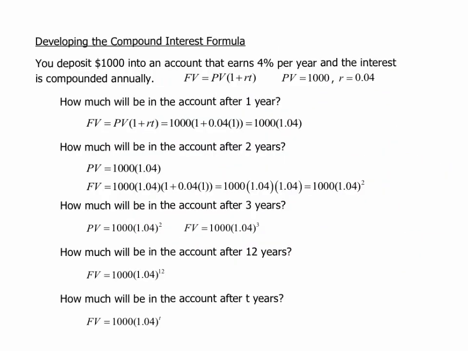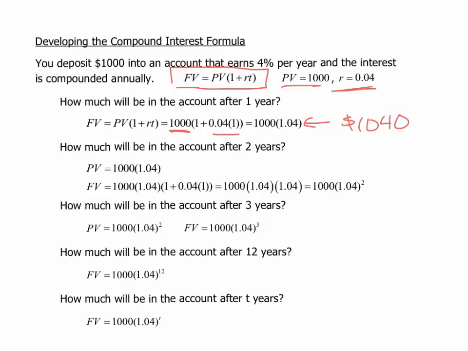Let's develop the formula for compound interest. Remember, from simple interest, we know that the future value equals present value times 1 plus RT. And let's again look at $1,000. This time let's look at an interest rate of 4%. How much would be in the account after 1 year? Well, after 1 year, this is just the same scenario that we've been working with. We're going to take our $1,000 and multiply that by 1 plus 0.04 times 1. So I've got 1,000 times 1.04. This actually turns out to be $1,040. We're not actually going to use that quite yet.